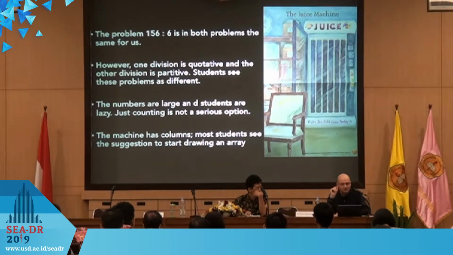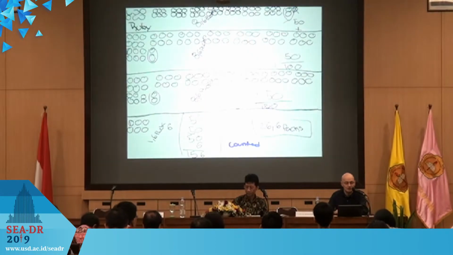And what is important is that drawing. The drawing of the machine with slides suggests something like an array model. And you will see that some children will not, but most children will start using that.